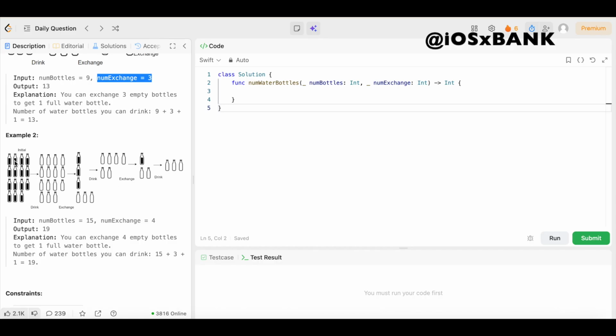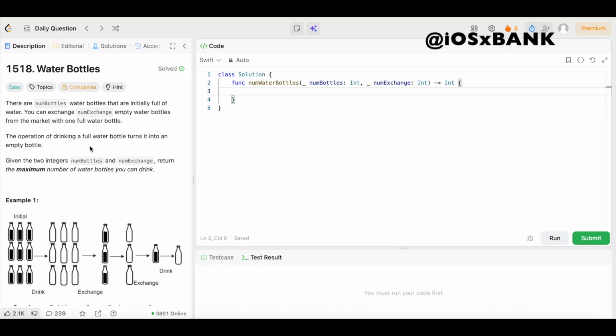But in total, we drank these 15 water bottles, then we drank these 3 water bottles, and then we drank this 1 water bottle, which is represented right here, which gives us a total of 19, and that's how our output is 19. I hope that makes sense to y'all. And now that we understand the question, let's get into the fun part, the actual solution.